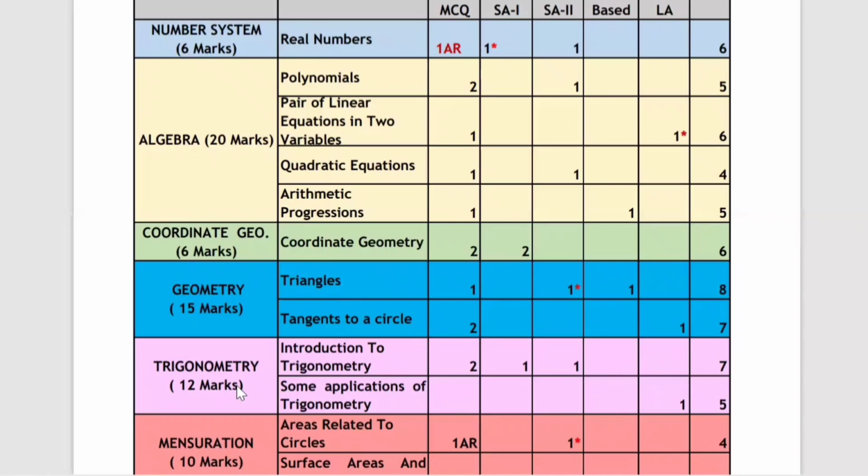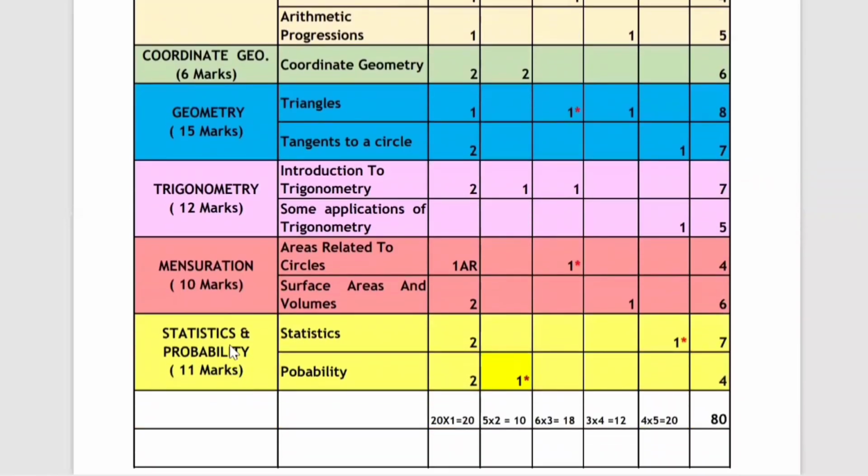Next unit is Trigonometry. In Trigonometry, we have 2 chapters, Introduction to Trigonometry and Applications of Trigonometry. There are 2 MCQs of 1 mark each in Introduction to Trigonometry, 1 question of 2 marks, and 1 question of 3 marks, which makes a total of 7 marks for the chapter. And we have 1 question from Applications of Trigonometry, the Heights and Distances chapter, which is again 5 marks. So a total of 12 marks for this unit.